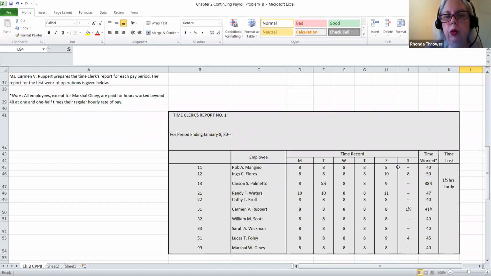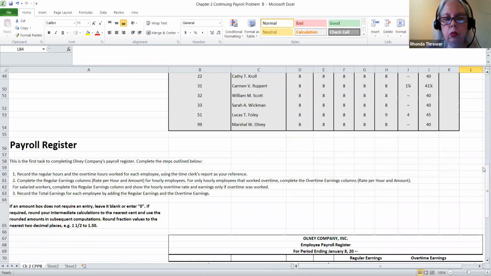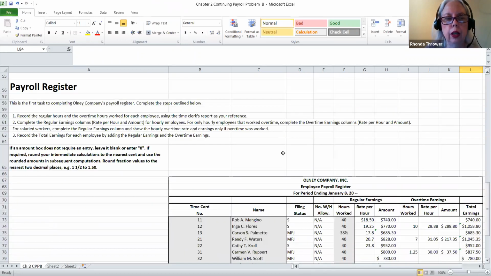What we're going to be doing is we're going to be doing this for the period ending January 8th. It's a weekly report that they're doing, and so we're going to base our figures on weekly pay. Here's the instructions for starting the payroll register.